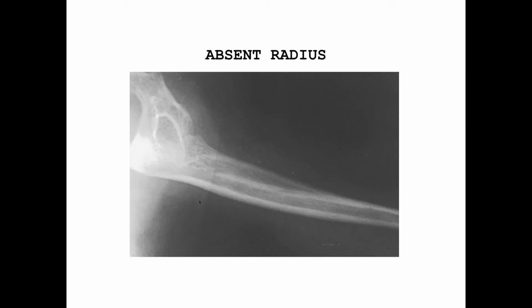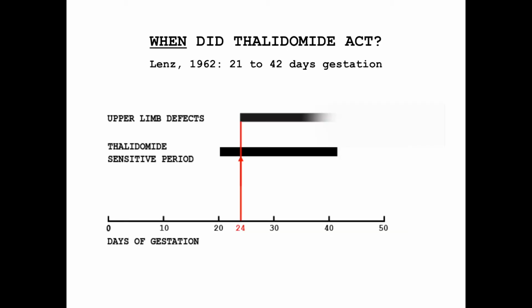Reduction of the radius and thumb had been the most common defect in the upper limb in all the big German and British series. So the question was this: when, where and how did the drug do this to a normal embryo? The when question had already been answered by doctors in Germany. Based on histories of hundreds of German children, Novak and Lenz in Germany discovered when the drug acted, and this was between 21 and 42 days after conception. And they called that the thalidomide-sensitive period.